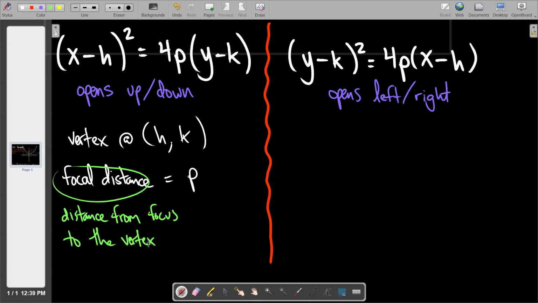And I can't say up to the focus because sometimes the focus will be below. Sometimes it'll be to the right. Sometimes it'll be to the left. And put a little comment in here that direction matters. What I mean by that is if you go up from the vertex to get to your focus, P is positive. If you go down, P is negative. If you go right, P is positive. If you go left, P is negative. Things that make perfect sense to the human brain.